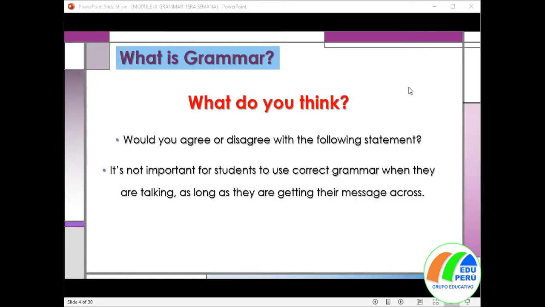Aha, Doris says that she agrees. So you think that it's not important for students to use correct grammar when they are talking. And remember, this is the context: when they are talking. The most important thing is to transmit communication. Doris agrees with that. Anybody else? No more? Don't be afraid, please tell me your ideas. What do you think about this?